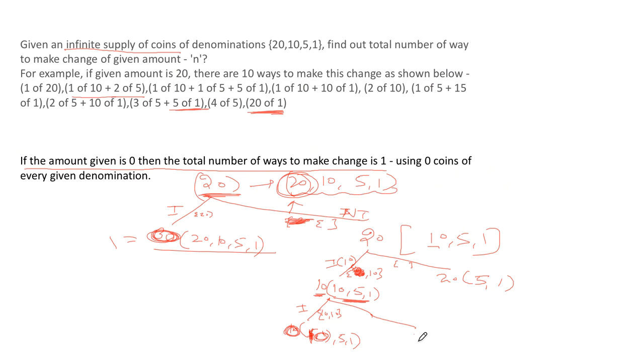What will be here? 10 not included, right? So 5, 1. What is the new n? The new one would be 10. 10, 5. What is the solution set? 10. Sorry. That's all. Right? Is it clear? Is this thing clear?